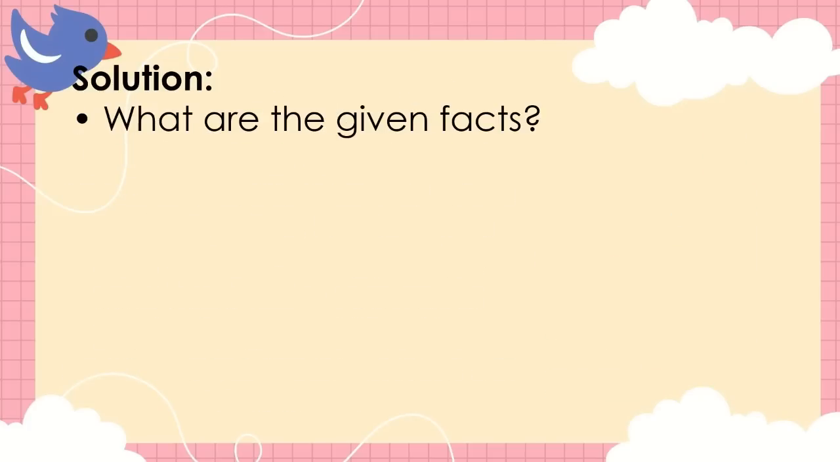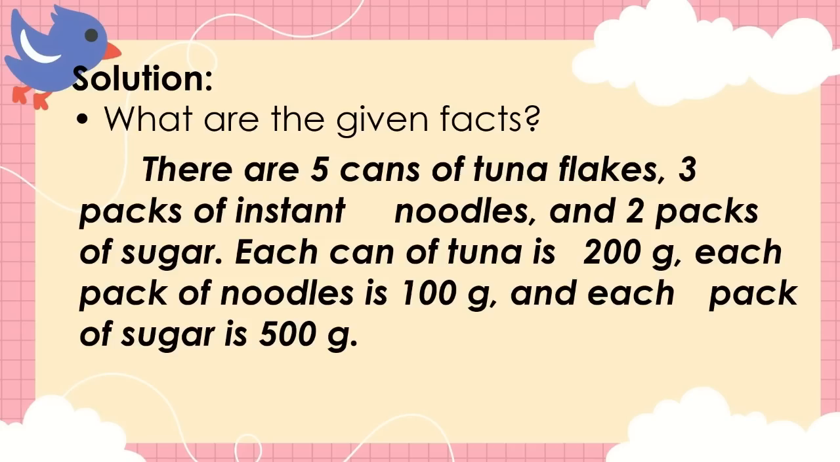Solution. What are the given facts? There are 5 cans of tuna flakes, 3 packs of instant noodles, and 2 packs of sugar. Each can of tuna is 200 grams. Each pack of noodles is 100 grams and each pack of sugar is 500 grams.